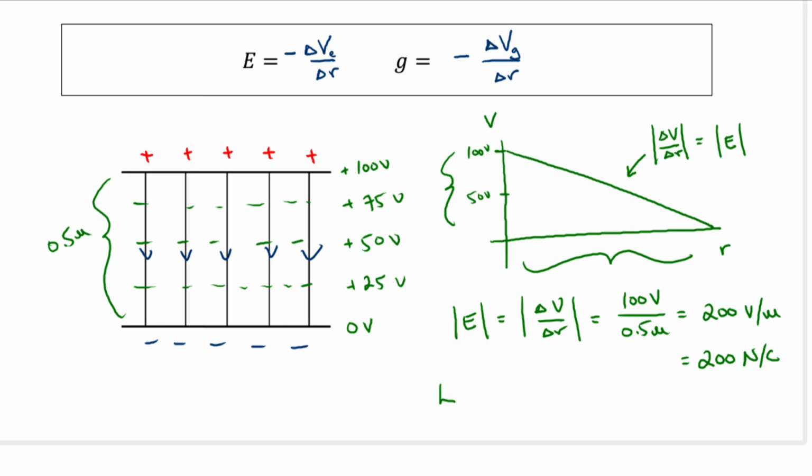More generally, the magnitude of the electric field strength is equal to the potential difference between the two plates of a parallel plate capacitor divided by the separation of the two plates, which I'm indicating here by D. So in our example, D was equal to half a meter. So in this lesson, we've looked at how the field strength is given by the magnitude of the potential gradient, the slope of the V versus R graph, and we've also looked at the special example of the parallel plate capacitor.